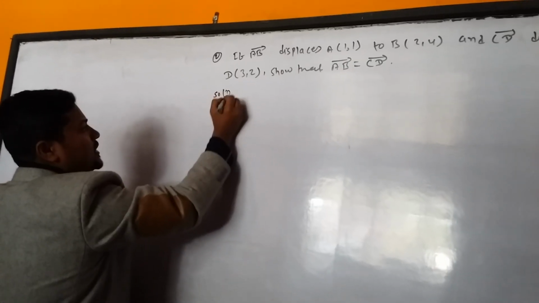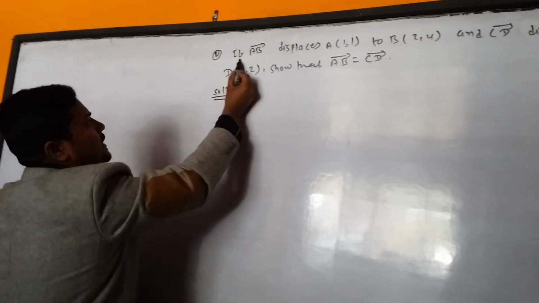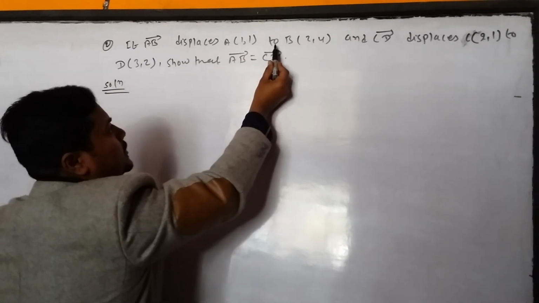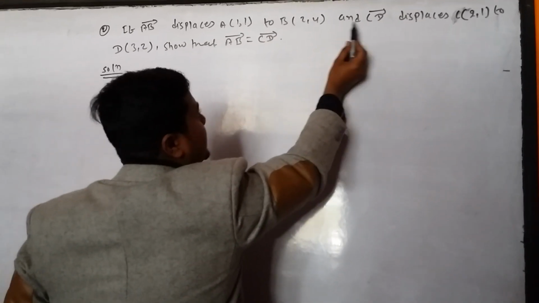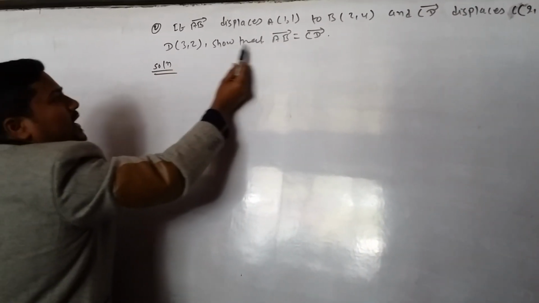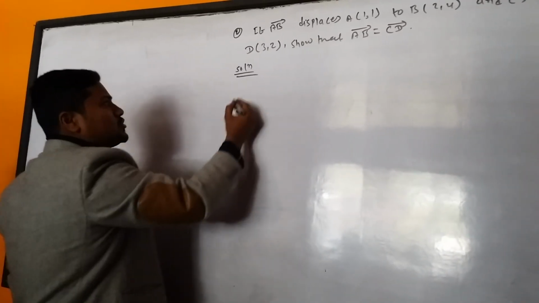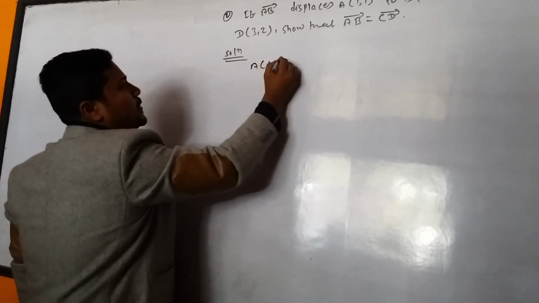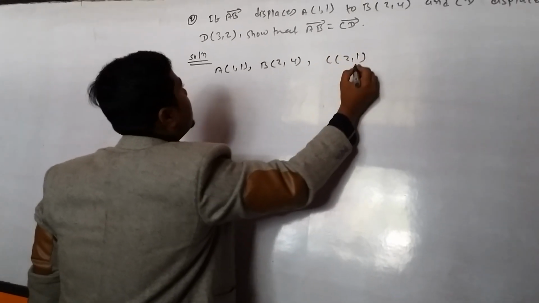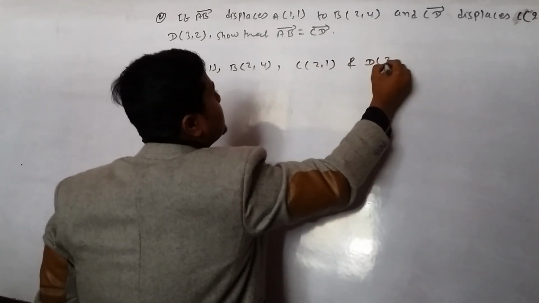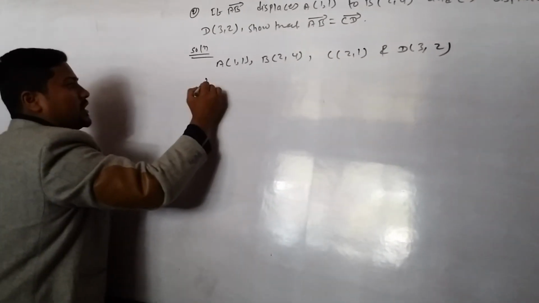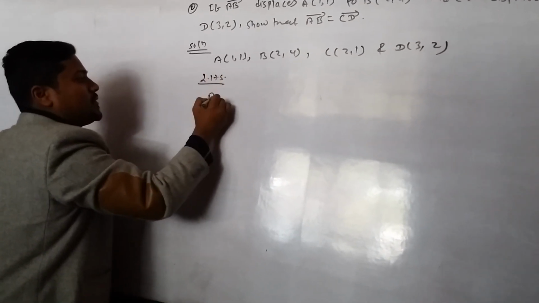Now we have question number 2. If AB vector displaces A 1, 1 to B 2, 4, and CD vector displaces C 2, 1 to D 3, 2, prove that AB vector is equal to CD vector. We have A coordinate 1, 1, B coordinate 2, 4, C coordinate 2, 1, and D coordinate 3, 2. Now first take LHS, AB vector.